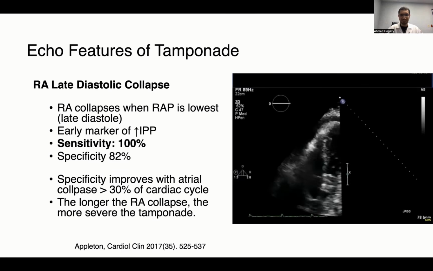It's 100% sensitive for tamponade. However, its specificity is only about 82%. The specificity does improve if the compression of the right atrium is longer. The longer the right atrial collapse, the more severe the tamponade. And it becomes more and more specific if you have collapse of the right atrium in more than 30% of the cardiac cycle.